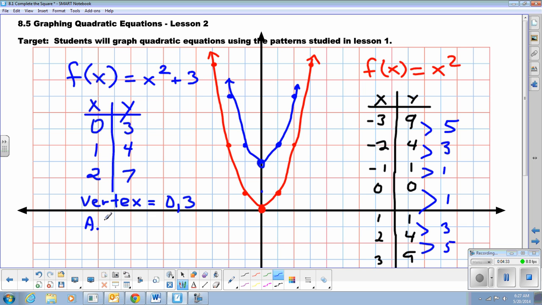Now I'll label this AOS. And as you saw in your chart yesterday, the axis of symmetry is the same as the x-coordinate of your vertex. The vertex, again, is where the parabola switches directions. And the axis of symmetry is the x-coordinate of the vertex. Okay, let's move on to another graph here.